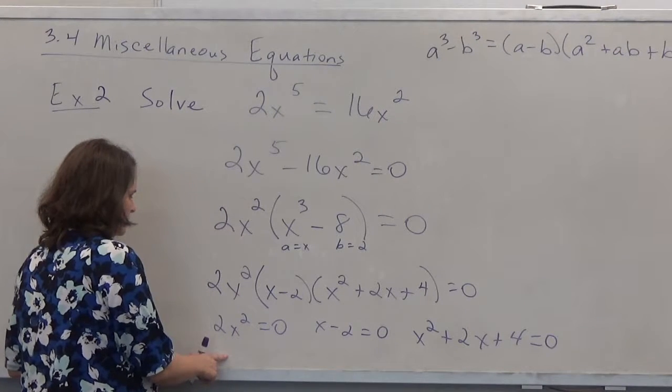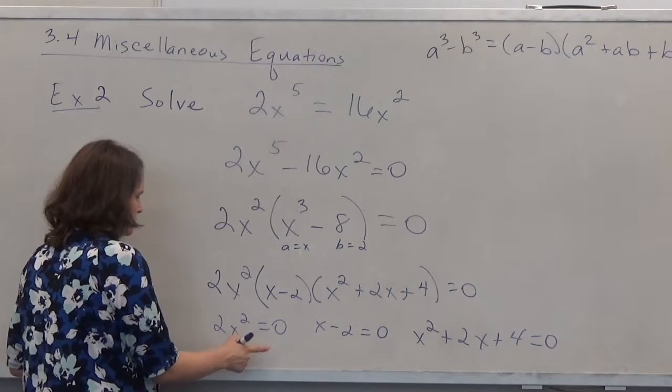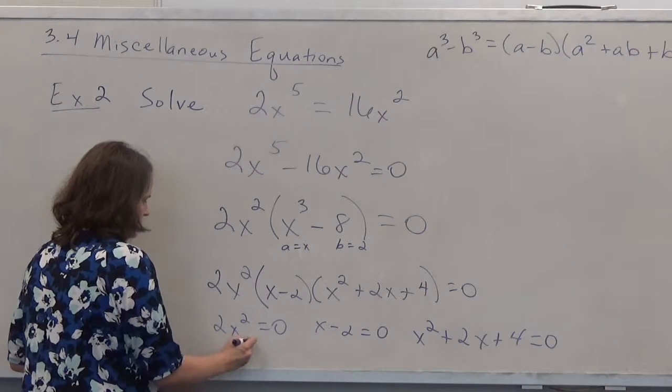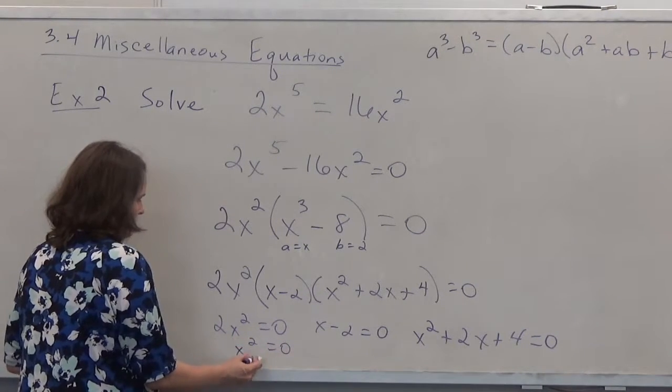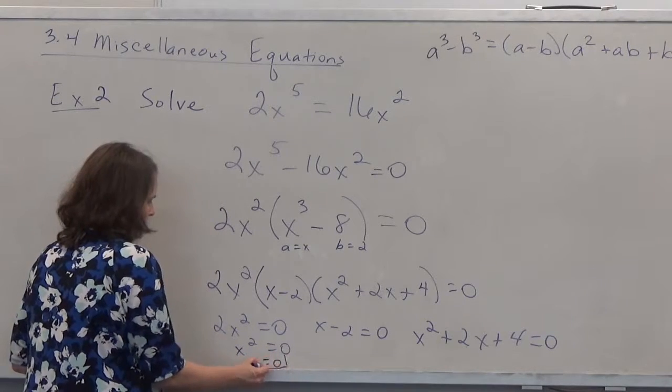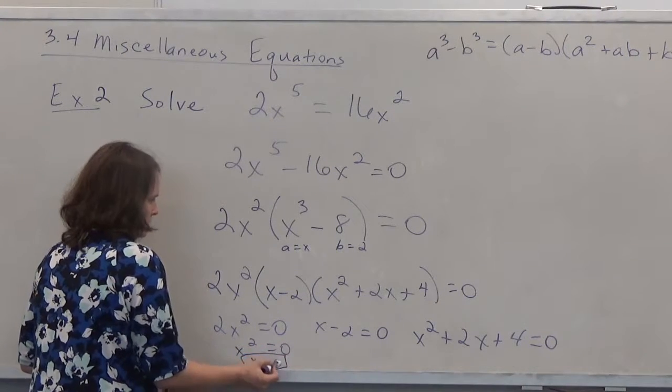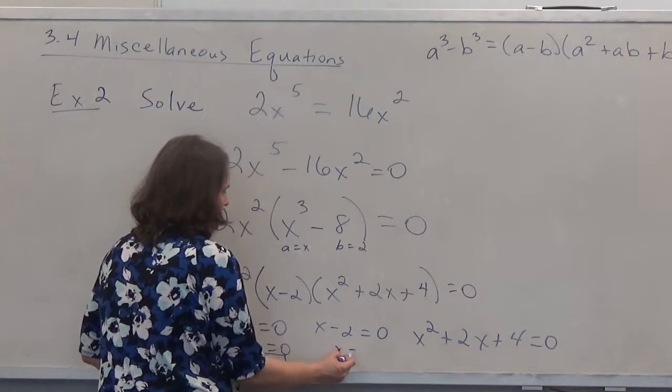This one back here is easy to solve. I can divide by 2, and then that still gives me x squared equals 0. Then take the square root, x equals 0 is my answer on this one. Over here I get x equals 2.